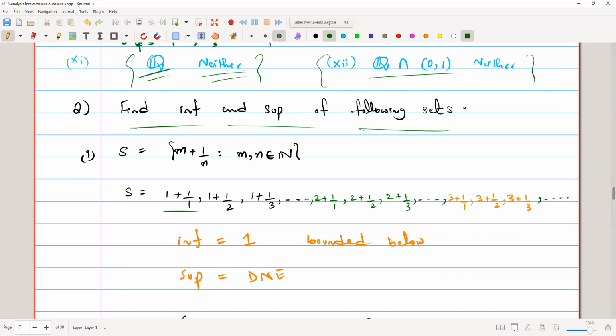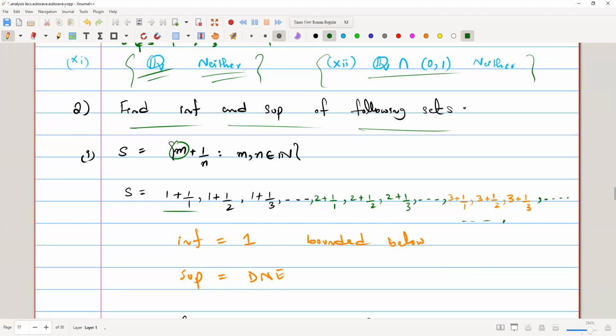Then 2 plus 1 over 1, because m is also from the natural numbers, 2 plus 1 over 2, 2 plus 1 over 3, and so on. And then 3 plus 1 over 1, 3 plus 1 over 2, 3 plus 1 over 3, and so on. So it will move on and on.